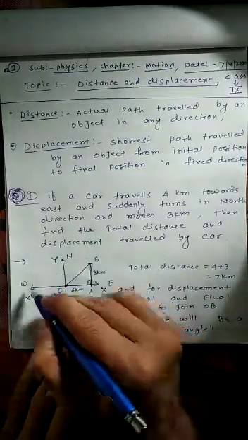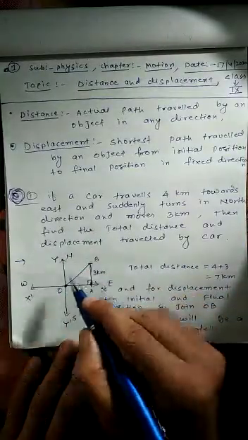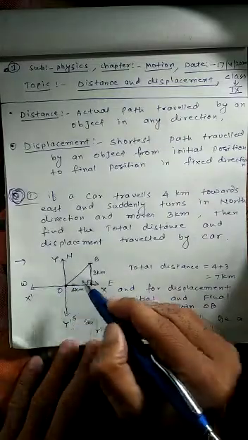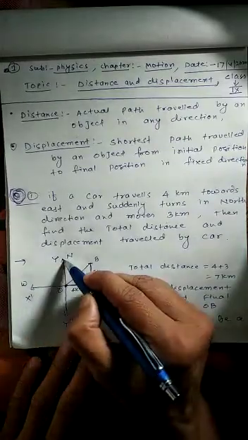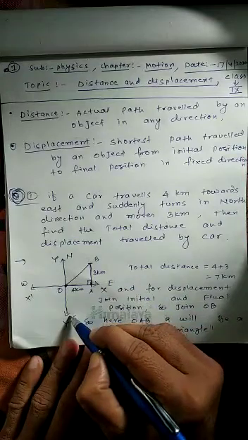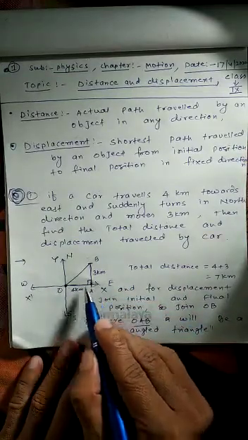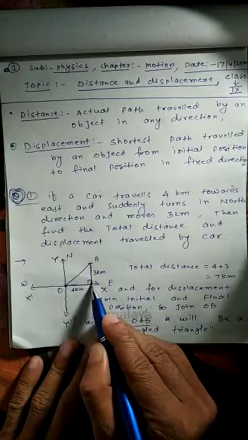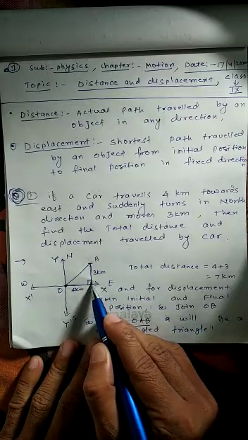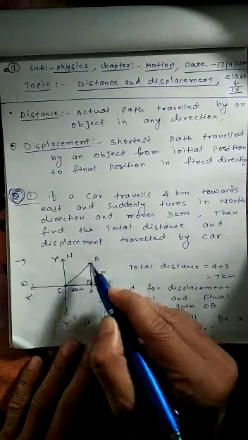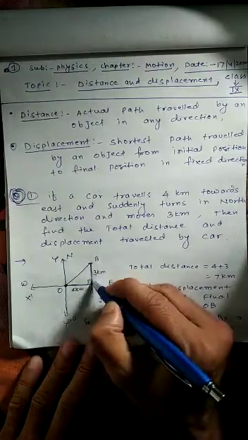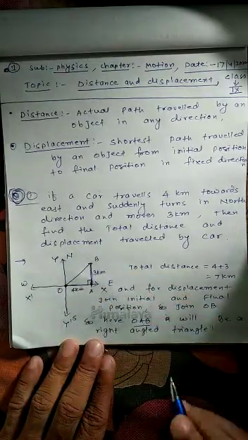Now draw a rectangular coordinate system. This is x-axis, this is y-axis. We all know that this direction is east, this is north, this is west, and this is south. Now car starts from here and moves 4 km towards east. This distance is what? 4 km. And then suddenly turns around where? In north direction and moves what? 3 km. We all know that.